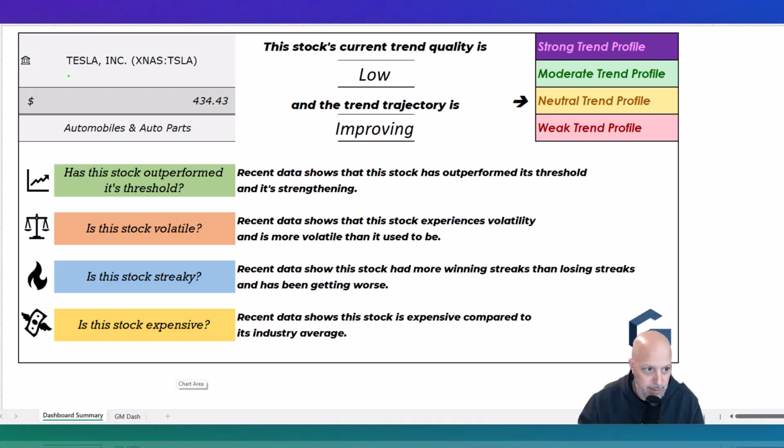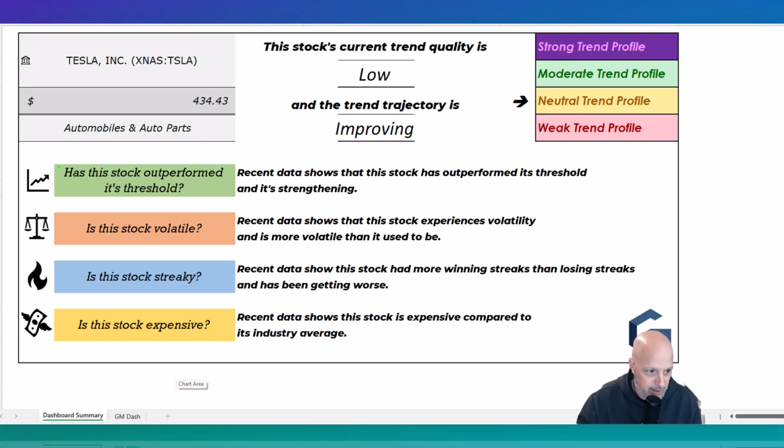So as you can see up here, we're looking at Tesla. It's currently trading at 434.43. We're in an active trading session now, so that price may update now and then. It's in the automobiles and auto parts industry. I know there's debate about that. Maybe it's actually a data industry. But right now, this is where it's classified. I don't write this in. I just take this information from how the stock is populated in Excel.